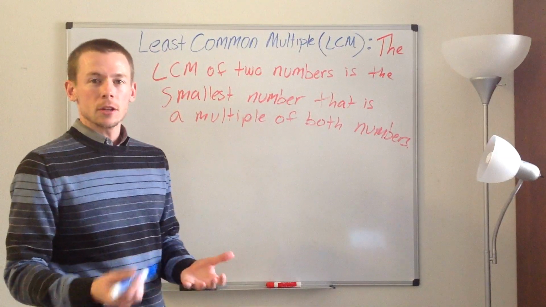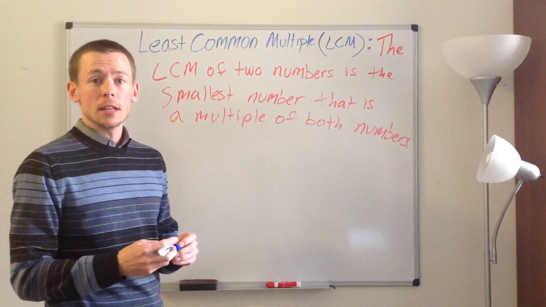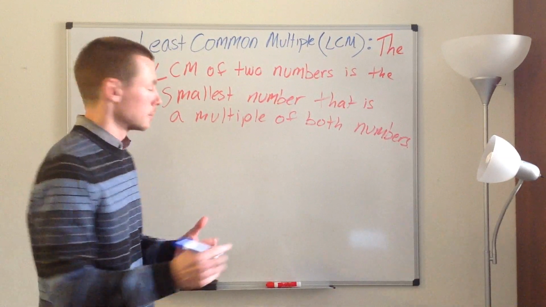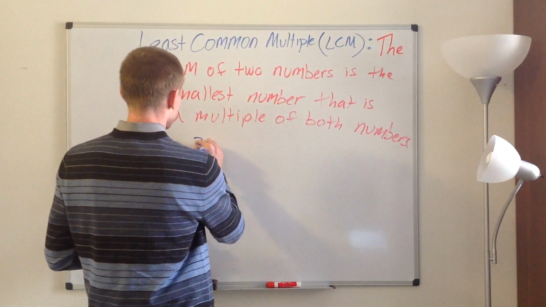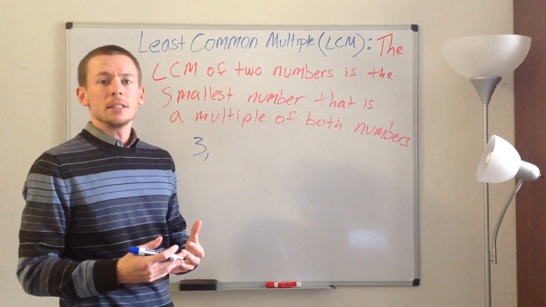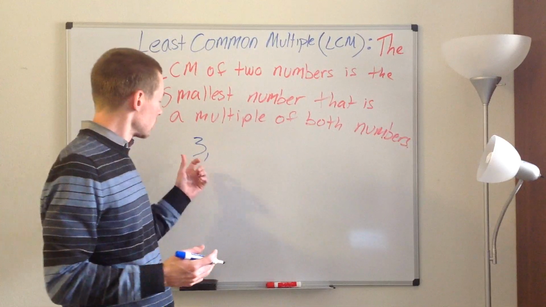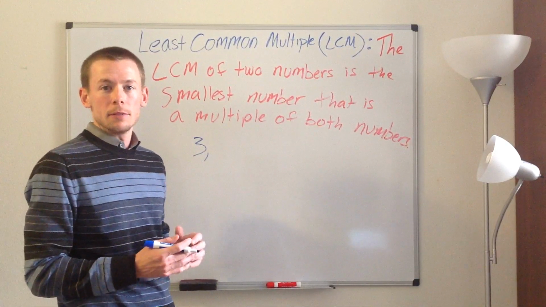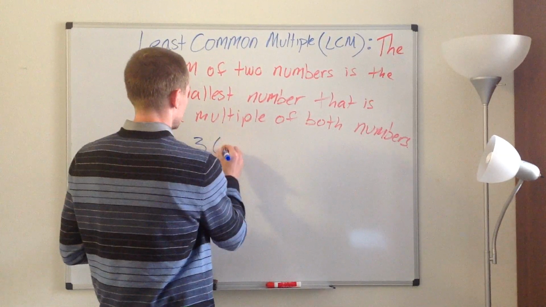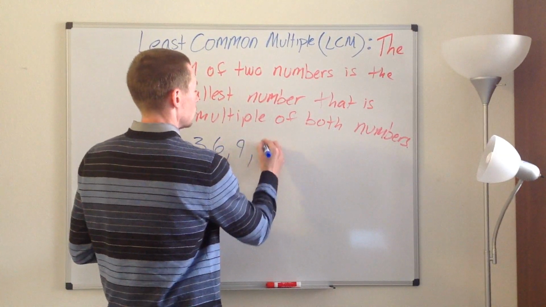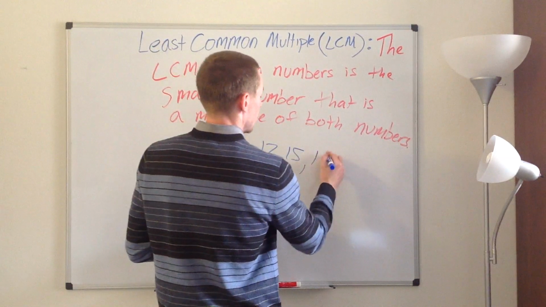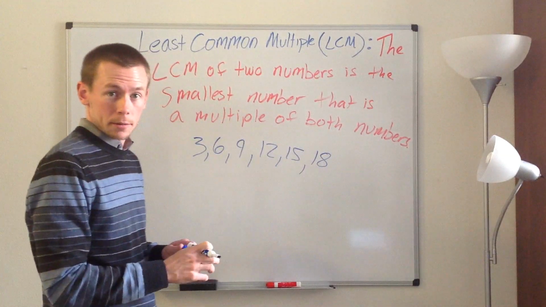All right, so let's look at 3 and 4. I'm going to start listing the multiples of 3 first and then 4. So 3, and then remember, we find multiples by continuing to add always the number we started with to each previous number. So we started with 3, so we're going to continue to add 3. So 6, 9, 12, 15, 18, and so on.